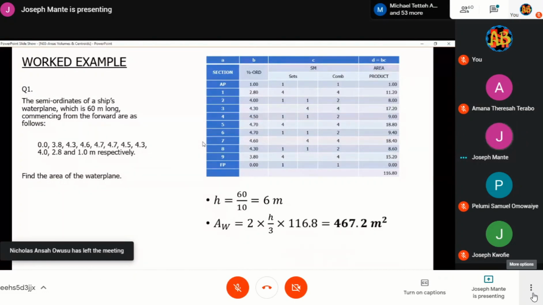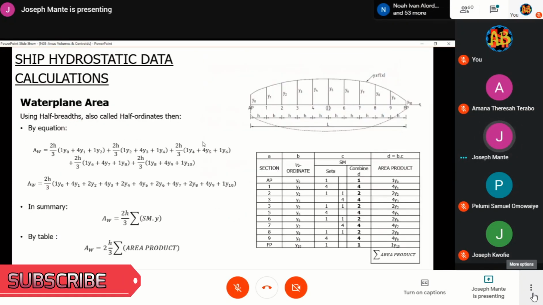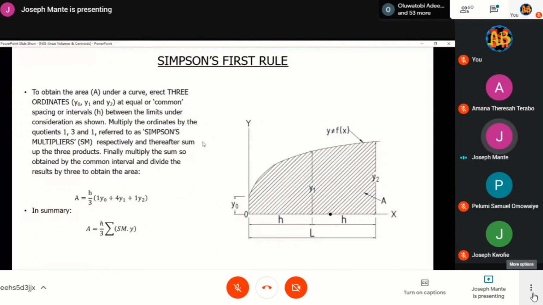And what I said earlier on is that with the Simpson's multiplier, the first rule of Simpson's multiplier, from the formula, it should be y0 plus y1 plus y2, with 1 times y0, 4 times y1, and y2 times 1. So that is the formula. So h equals h over 3 into bracket 1 plus 4 plus 1. This is the formula.